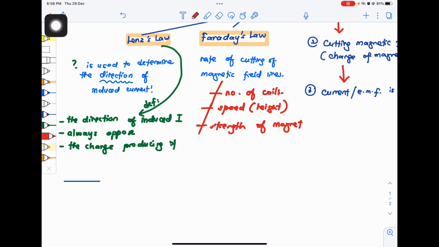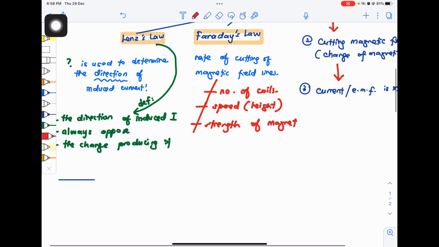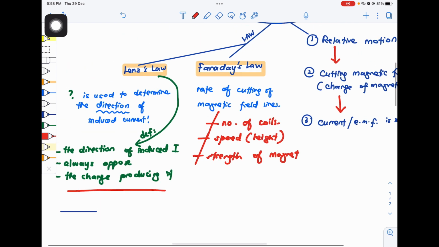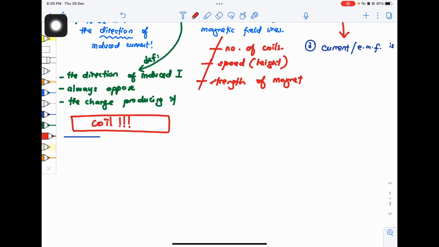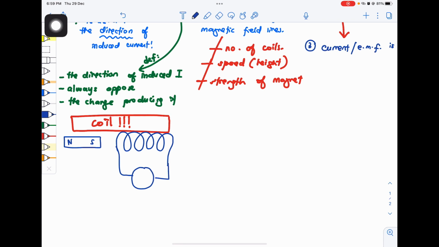So let's say selalunya you use Lenz's law, this one is used for coil. Jadi bila nak buat example pun, kita ada permanent magnet north south. And then kita ada coil. Coil tu connected to galvanometer. And you should know galvanometer, the pointer starts at 0. 0 tu dekat tengah-tengah. At the middle.